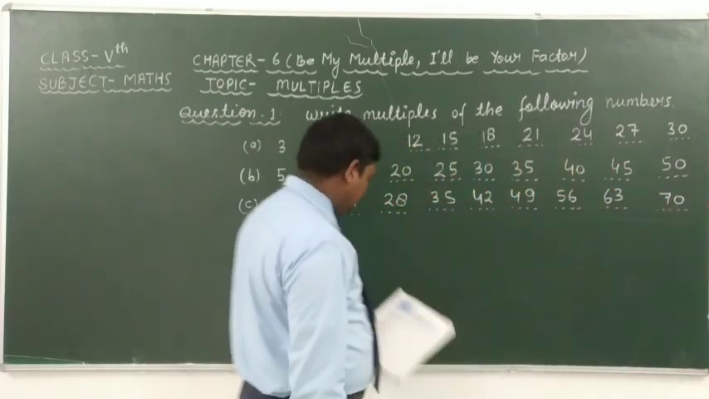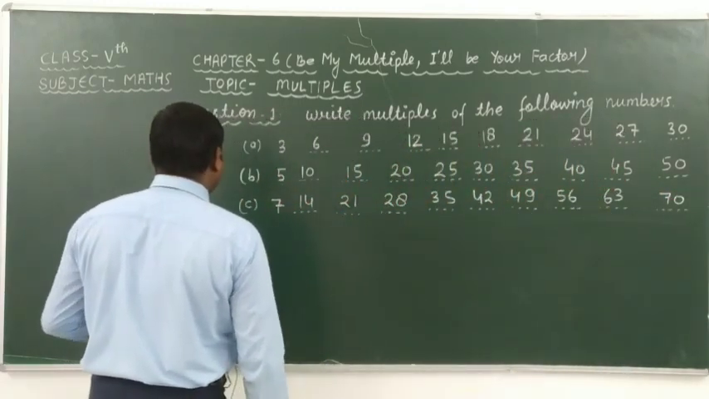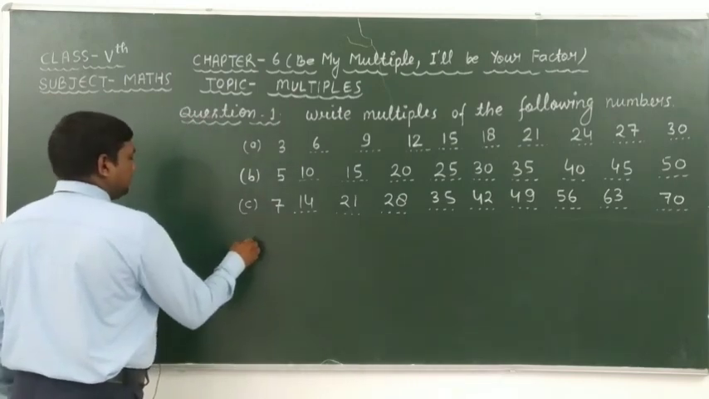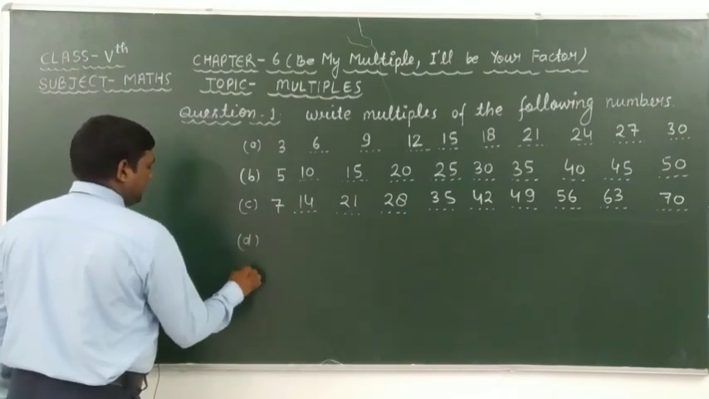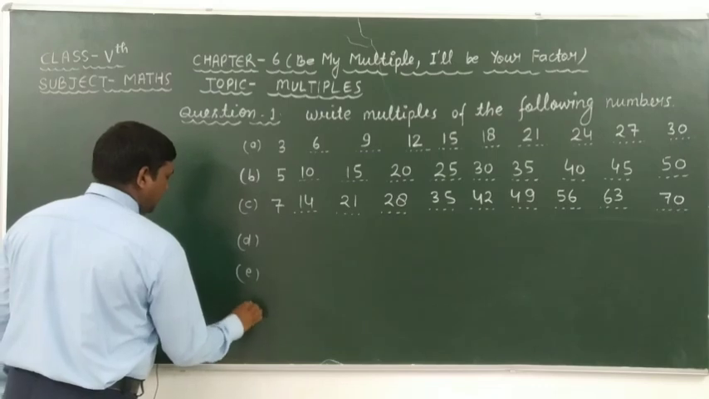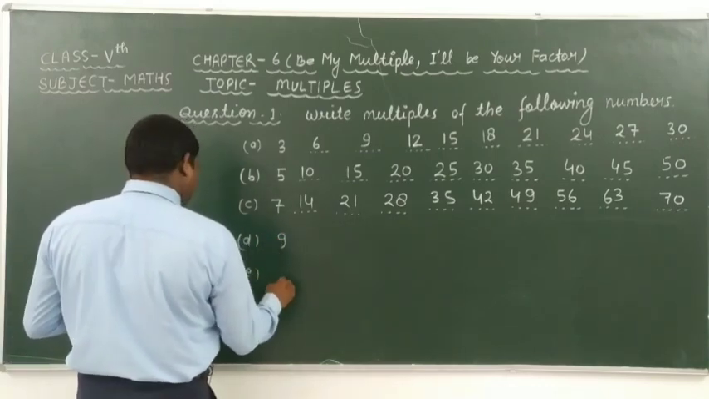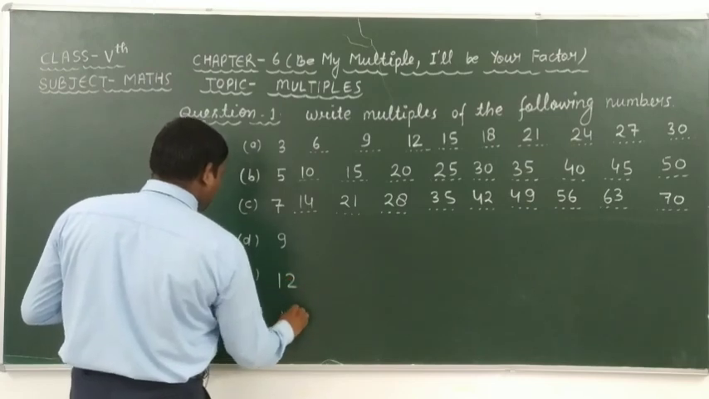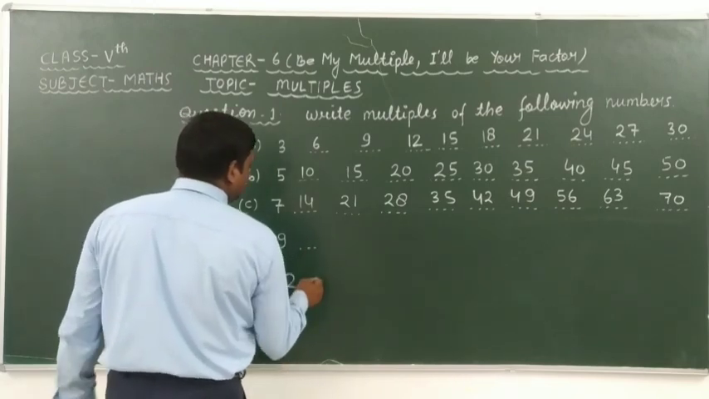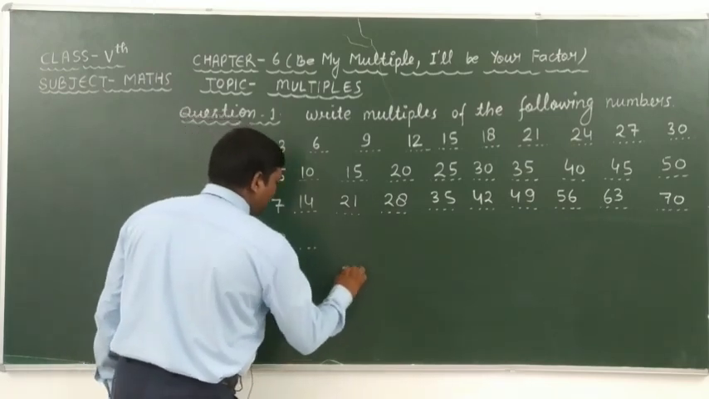Students, similarly do it yourself. Question number D, E and F. In question number D, here given 9, 12, 15. Students, similarly do it yourself.